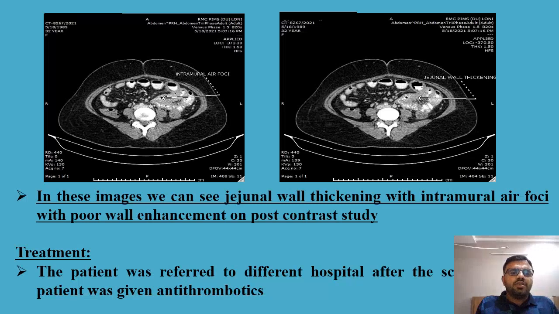In this image, we can see jejunal wall thickening with intramural air foci, with poor wall enhancement on post-contrast study. Treatment for this patient: the patient was referred to a different hospital after the scan, where the patient was given antithrombotics.